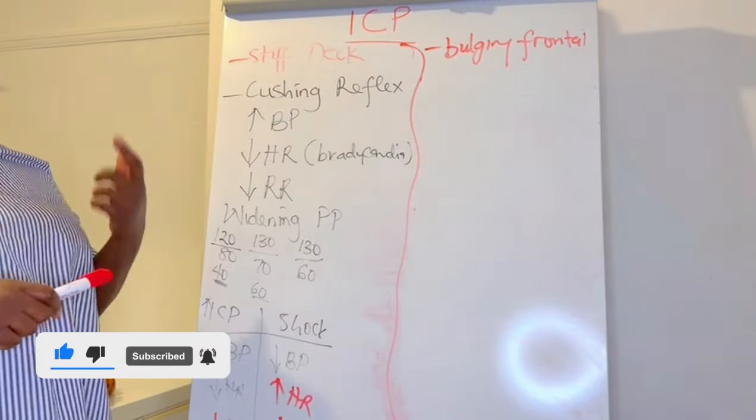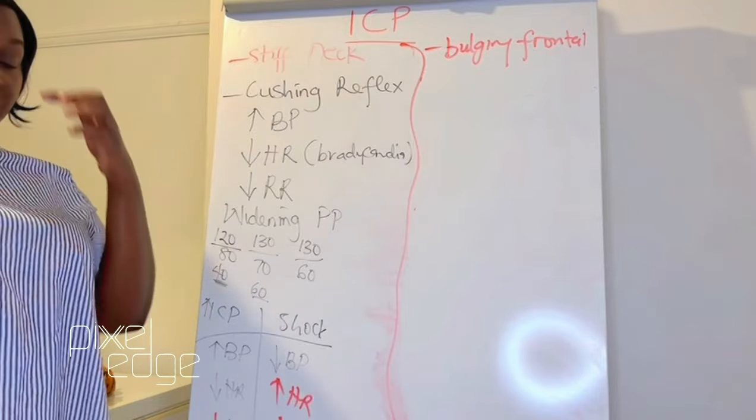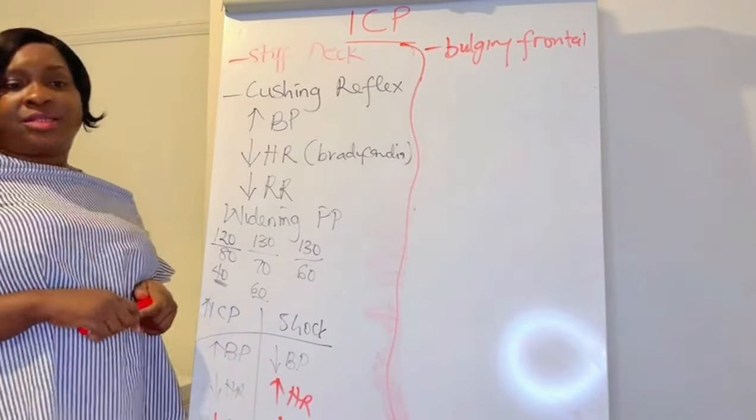And another thing is they can have the papilledema, which we talked about, within the eyes, that's swelling within the eye, and the sunset eye.